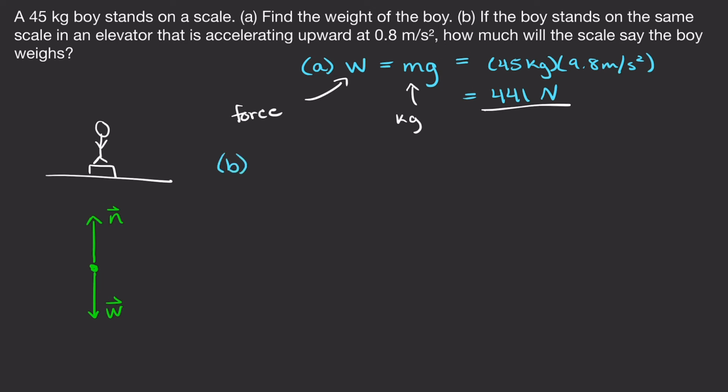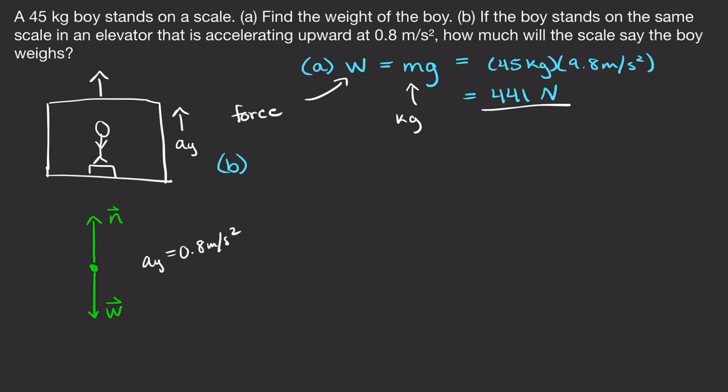So now if we go to part B, we want to find out what the scale says the boy weighs when the elevator is accelerating upward. So I just put him in an elevator. It's going to be going up. So the acceleration in the y direction is positive, and it's equal to 0.8 meters per second squared.